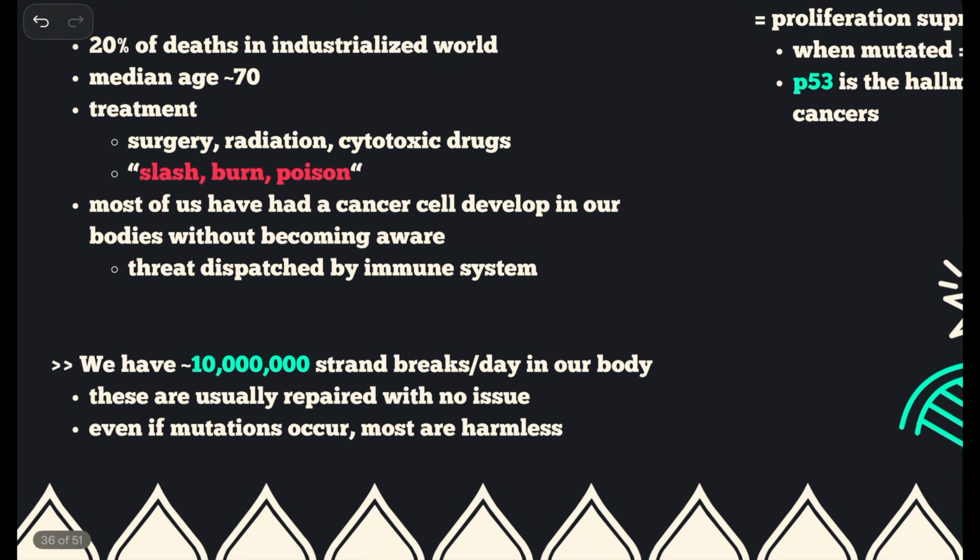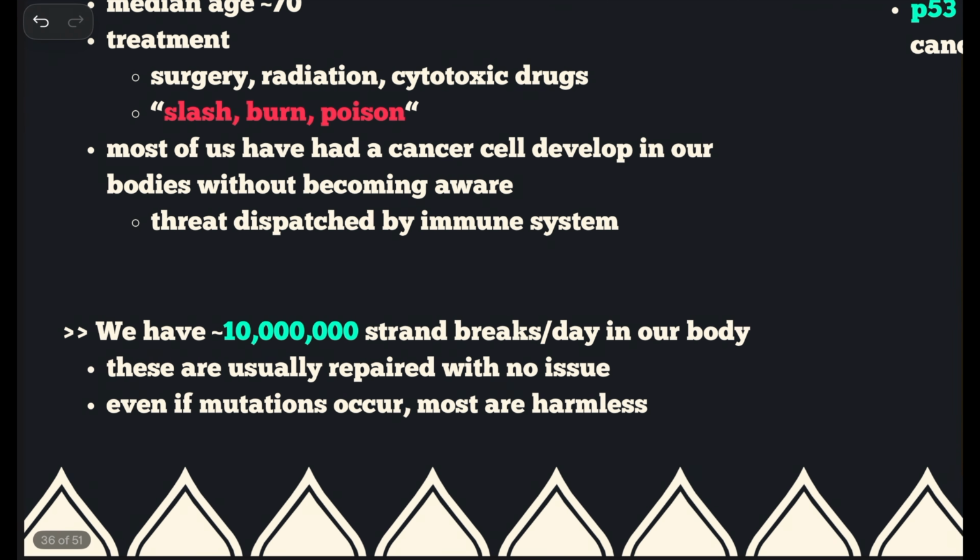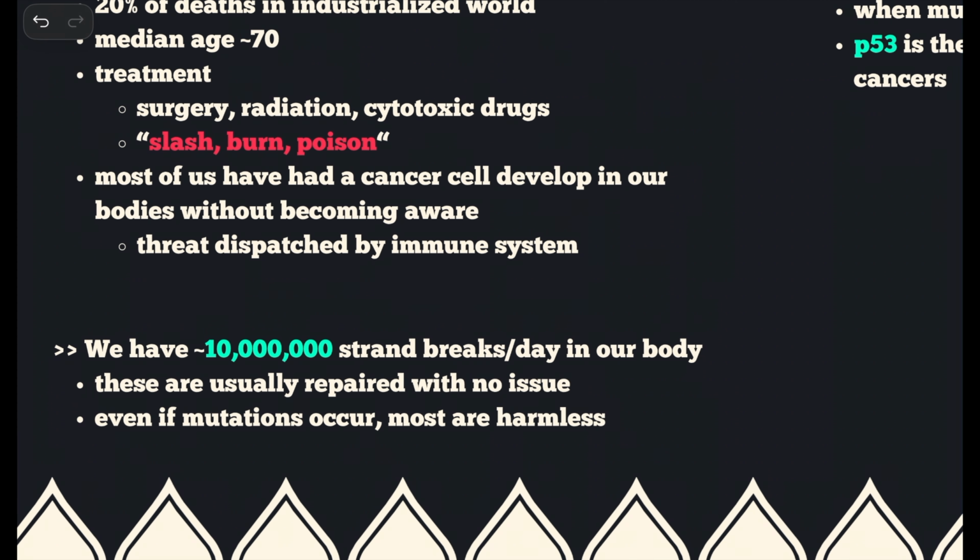A really cool note here is that most of us have had cancer cells develop in our bodies without becoming aware, because the threat is typically dispatched by our immune system. So think back to CD8 T cell function. Think back to NK cell function. Both of those are very interested in MHC1 and the presentation of intracellular antigens. And if something is virally infected or if it's tumorigenic, that is going to change how things are presented. So your immune system usually gets rid of cancerous material. So thank your immune system.